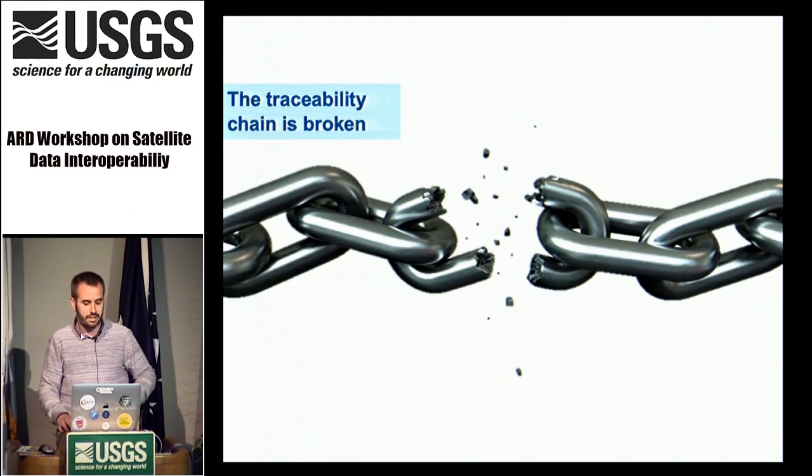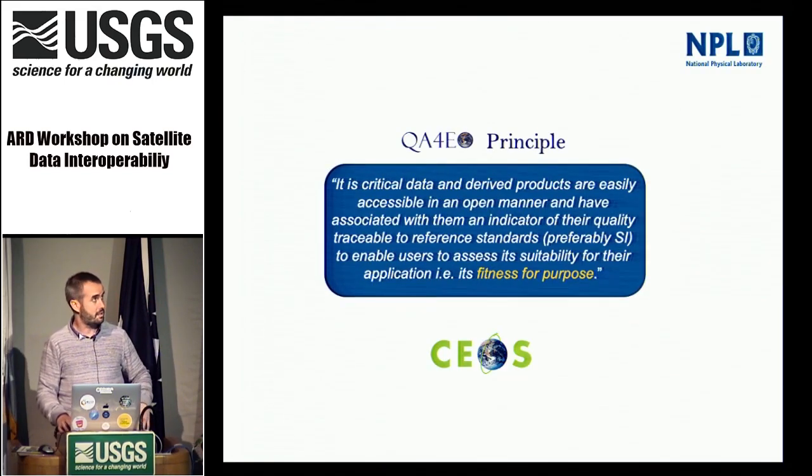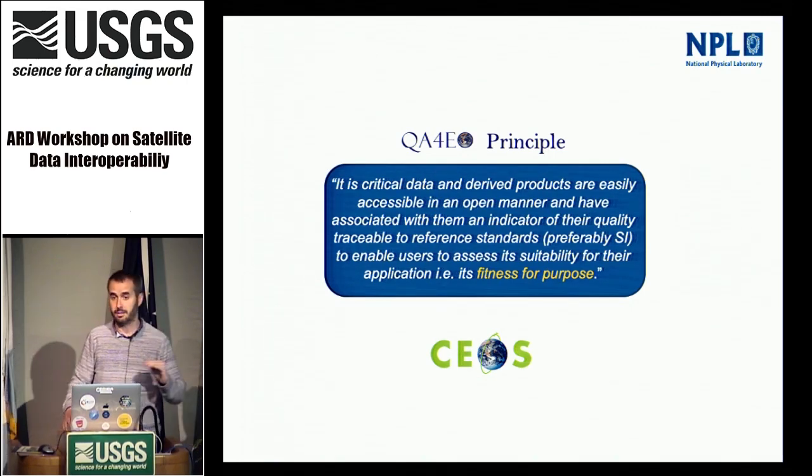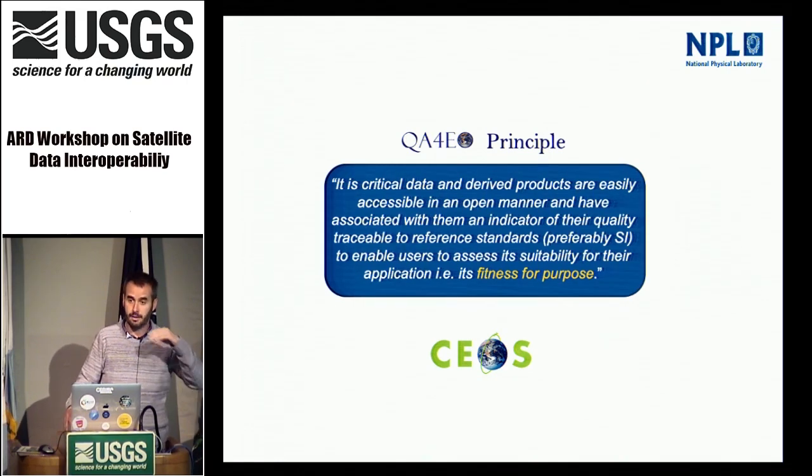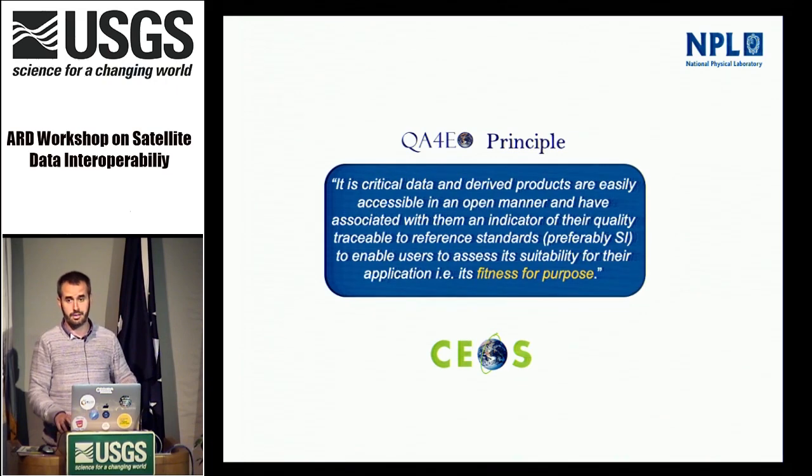many times it's challenging. So this actually emanates from the QA4EO principle, which is that critical data and products must bring an indicator of the quality, if possible traceable to SI. By traceable to SI, I mean to the radiant power and so on. So back to the units of ampere and so on. That actually lets the user identify whether the data they are obtaining is fit for purpose.